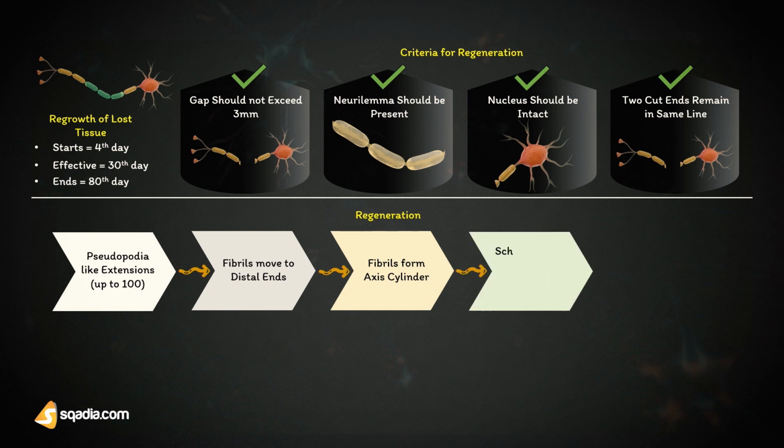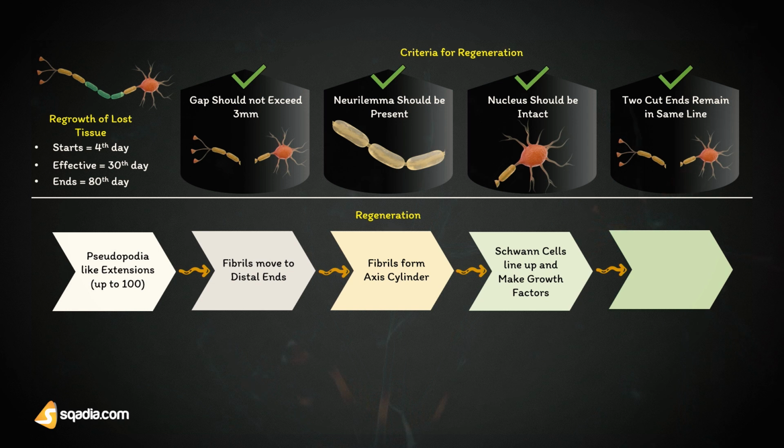Then, Schwann cells line up in the neurolemmal tube and guide the fibrils into the tube. Schwann cells also synthesize nerve growth factors that attract the fibrils from the proximal segment. After that, the exocylinder is fully established inside the neurolemmal tube. These processes are completed in about 3 months of the injury.